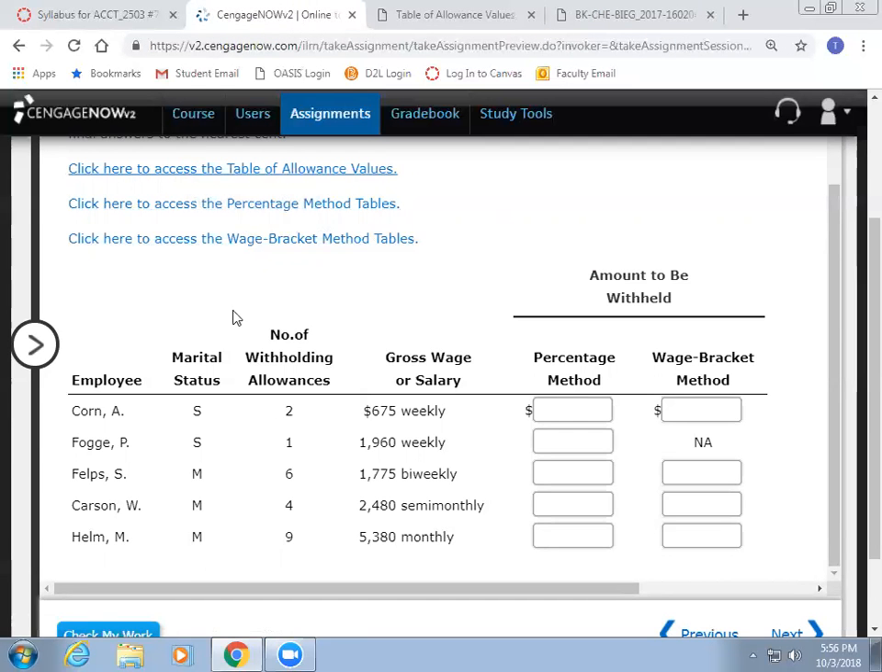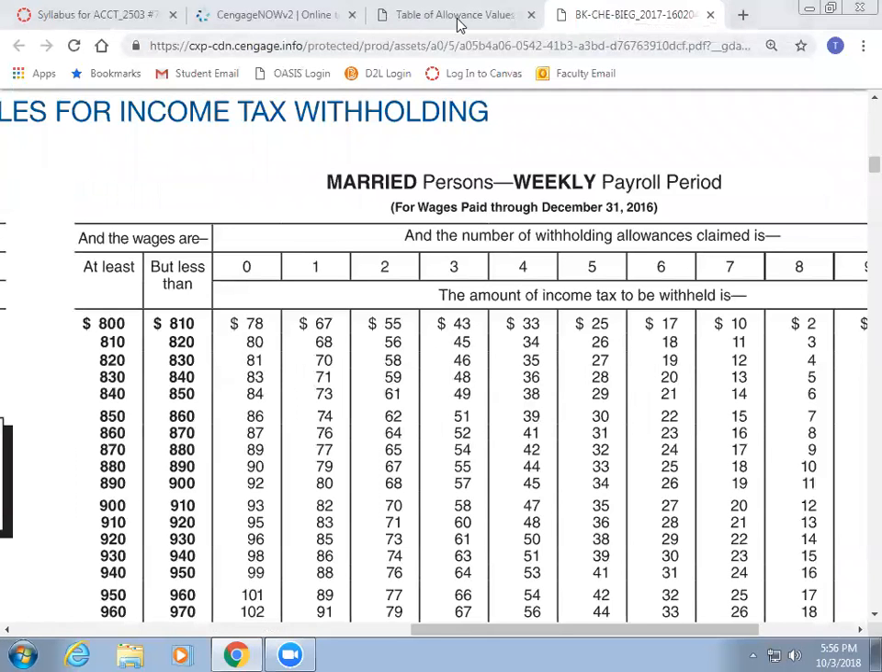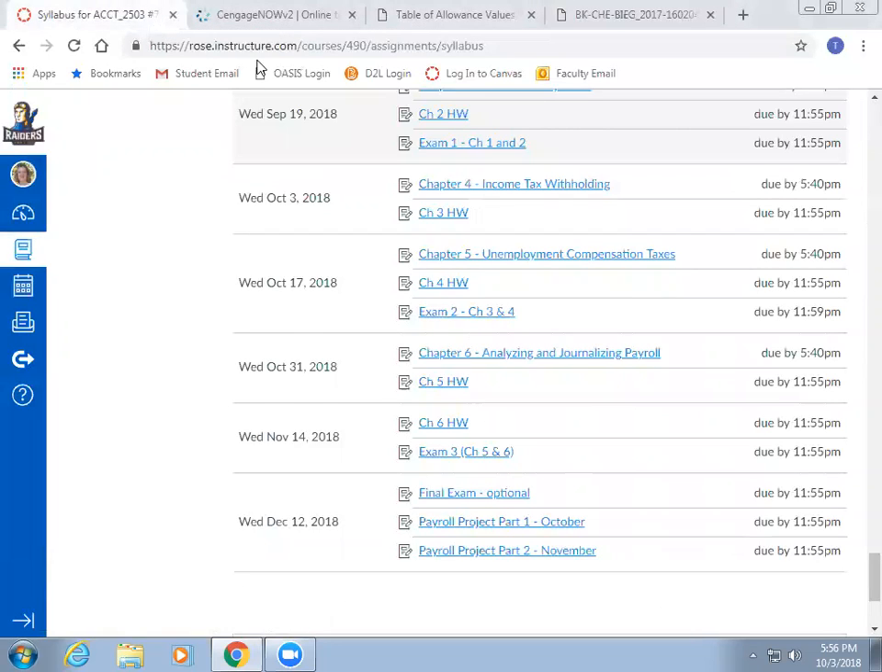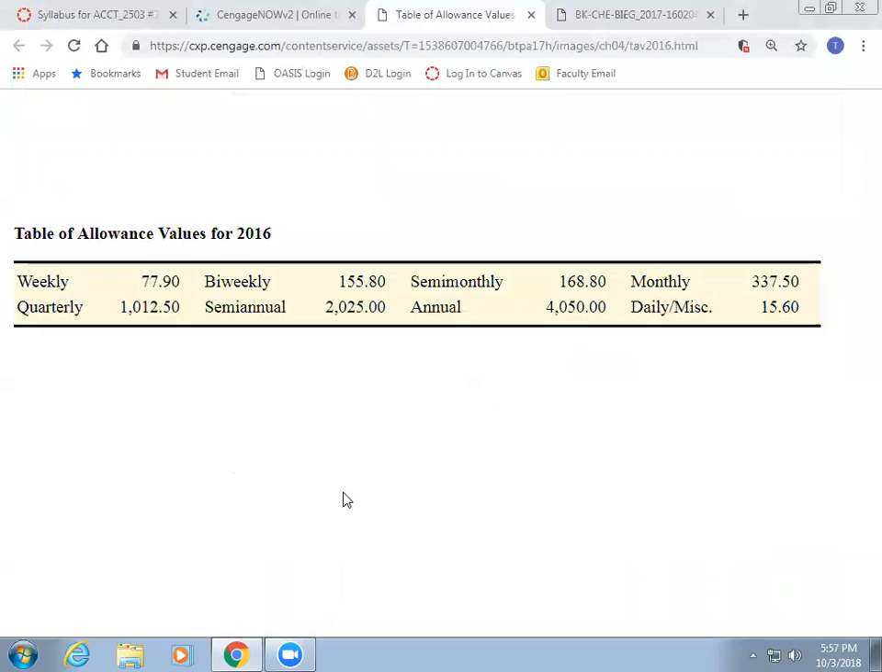They're funny. So there we have, this person is single with 2 allowances and makes a weekly pay of $675. Well, again, when I'm doing percentage method, I have to first look at this table of allowance value, okay? And that's per allowance. This table is per allowance. So in this case, I have this employee that has 2 allowances and they're paid weekly, okay?